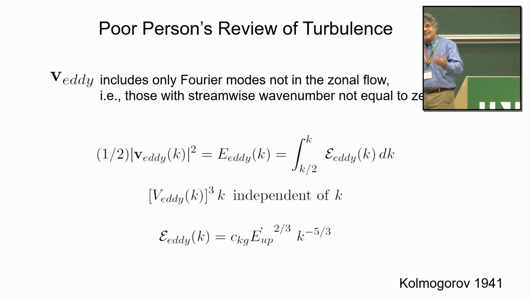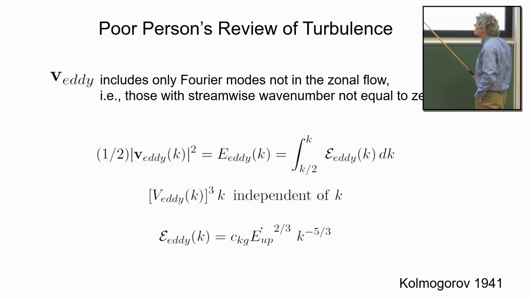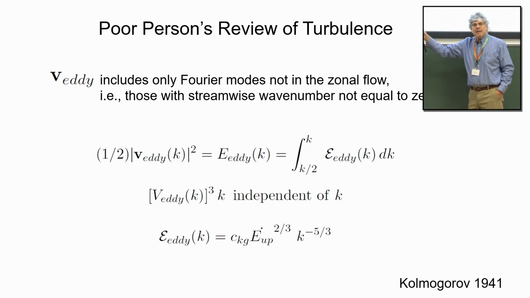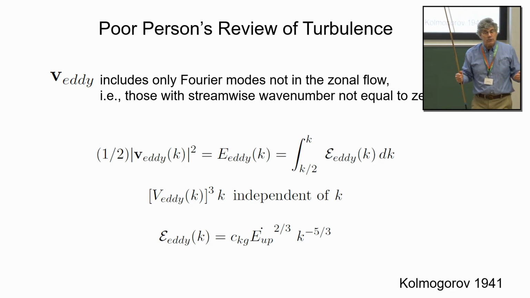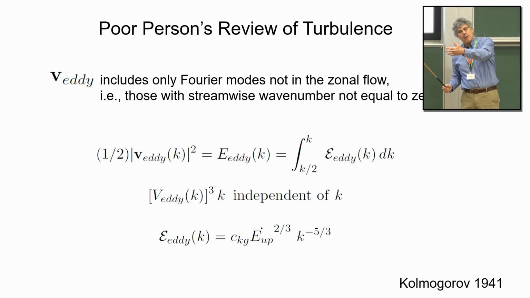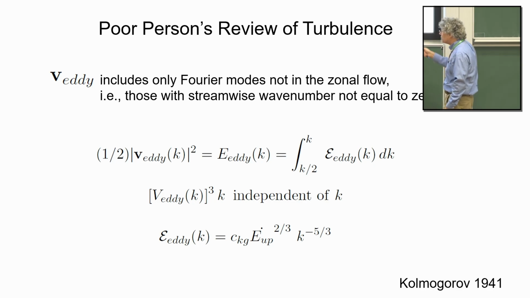I just want to set this up because I want to give some idea of how we're going to improve upon this. So here's kind of a poor person's review of turbulence. Let's let the velocity of an eddy be the velocity made up of Fourier modes where the streamwise wave number is not equal to 0. Fourier modes where the streamwise wave number is 0, I'm going to call part of the zonal east-west flow, right? Because there's no dependence in the x direction there.